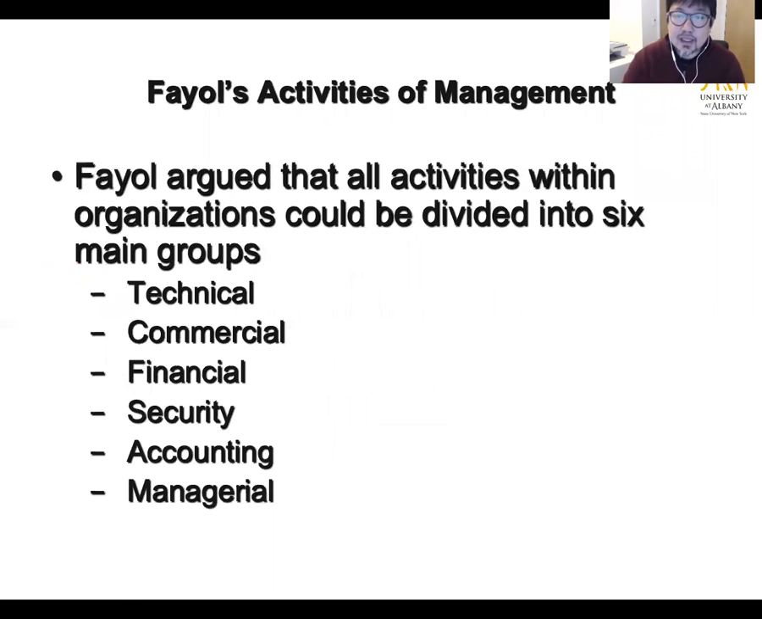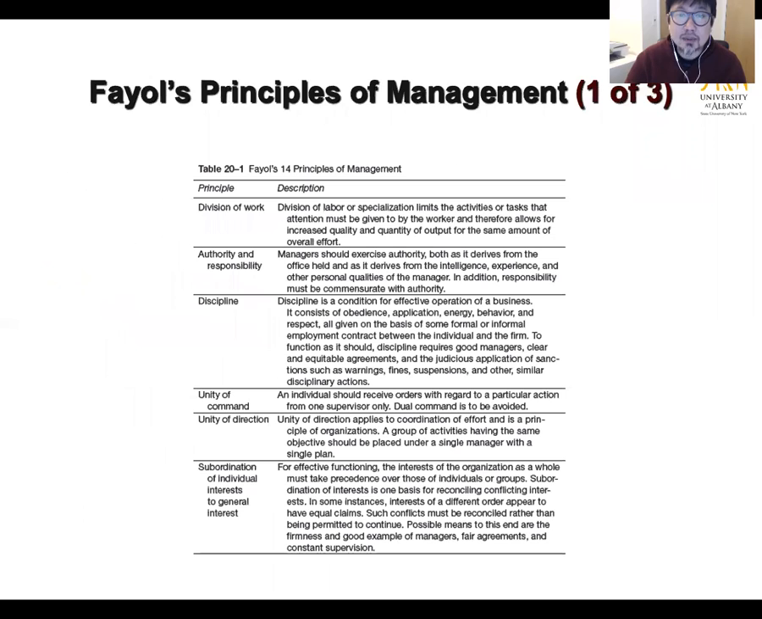He argued that all activities within an organization could be divided into six main groups: the technical part, commercial part, financial part, security, accounting, and managerial. You can look at your textbook to find out the details. I think the tables in your textbook are very useful. He has this relatively famous set of 14 major principles of management.